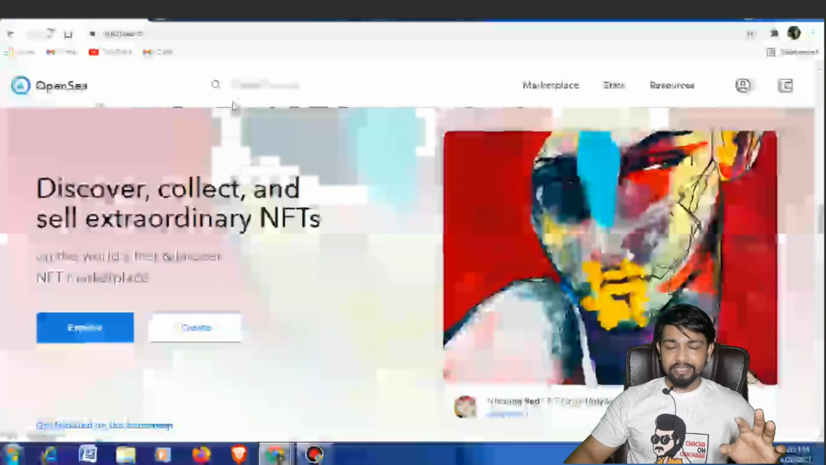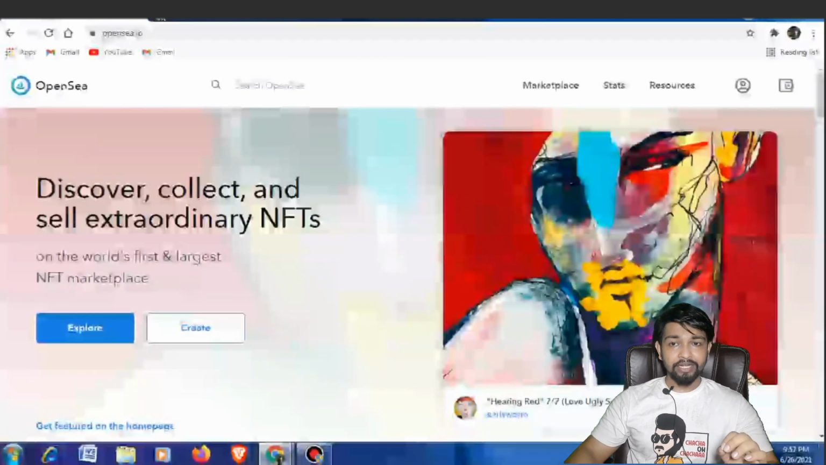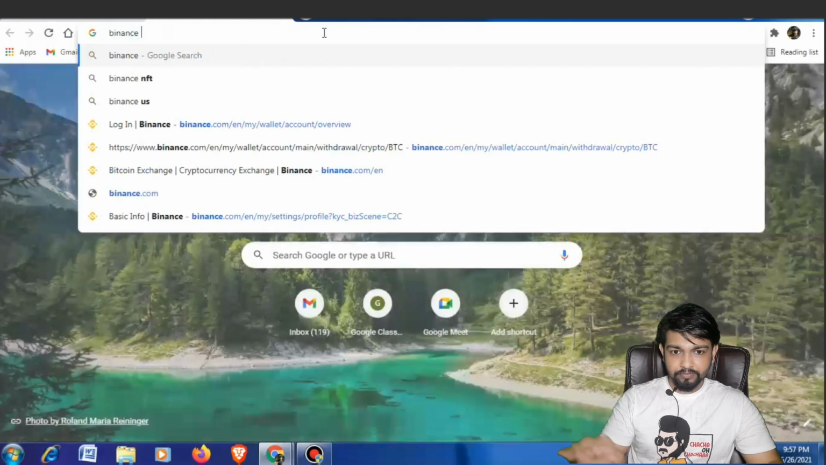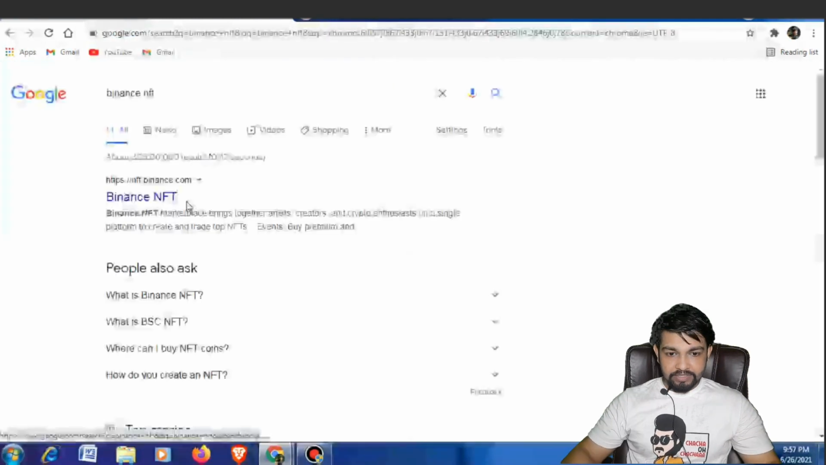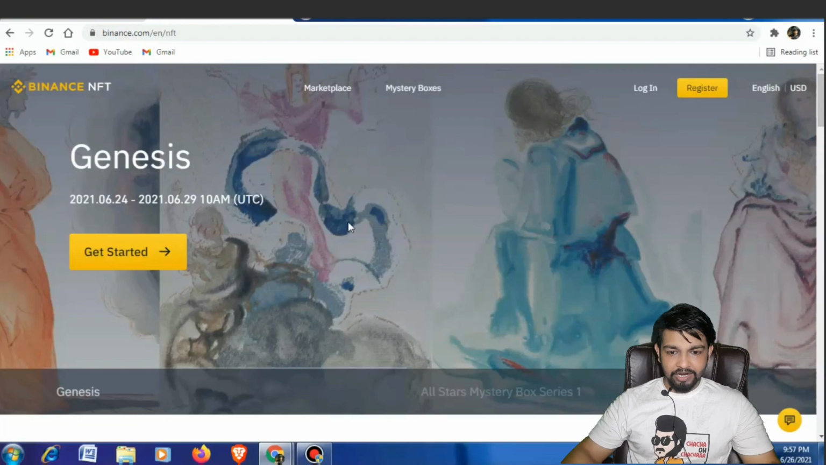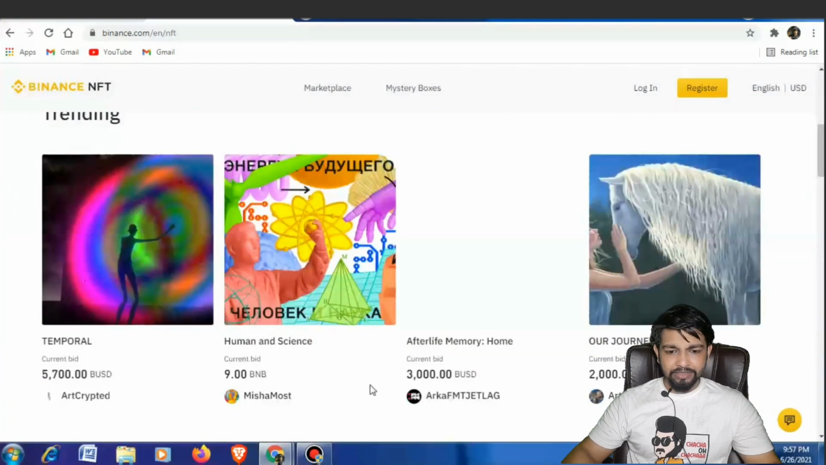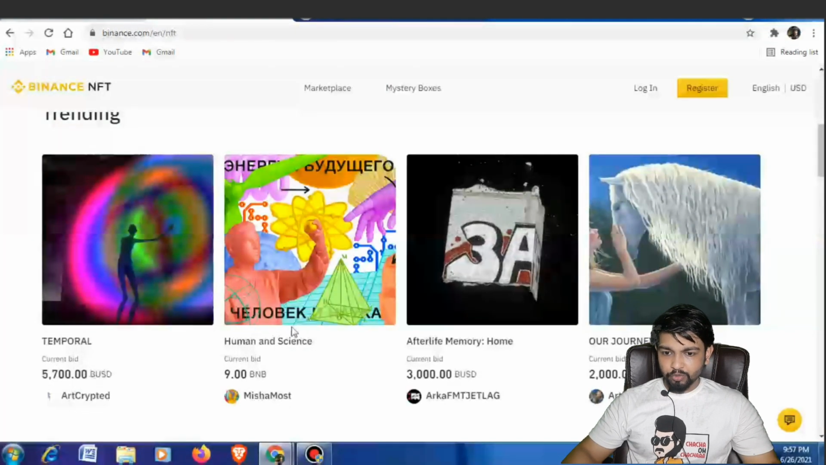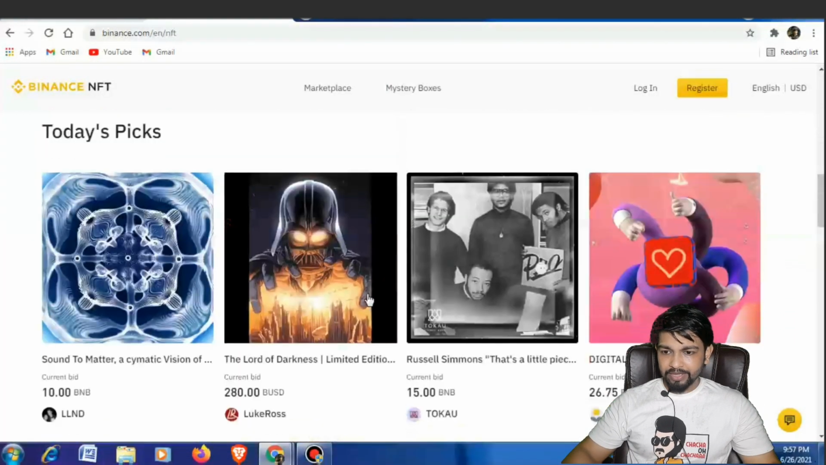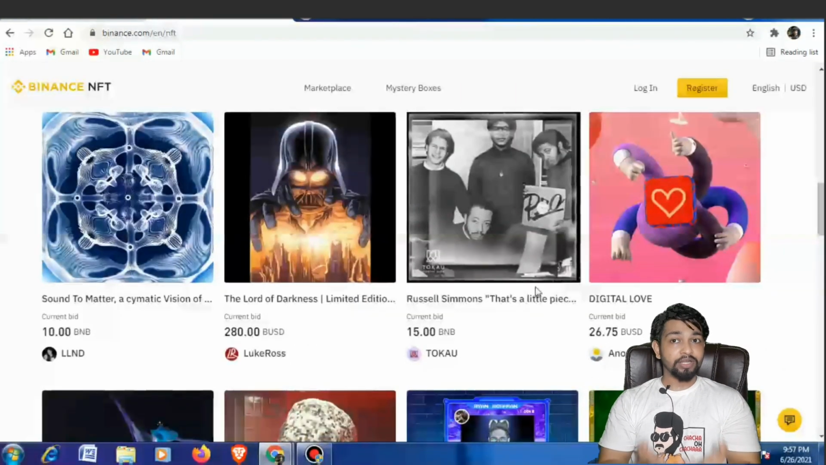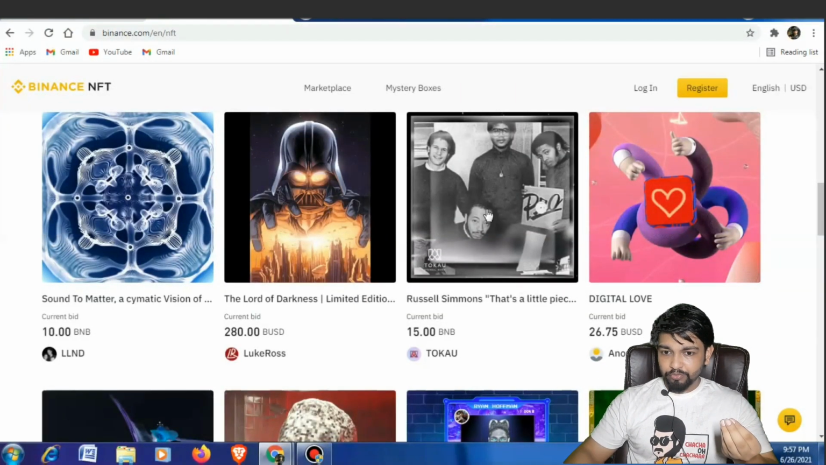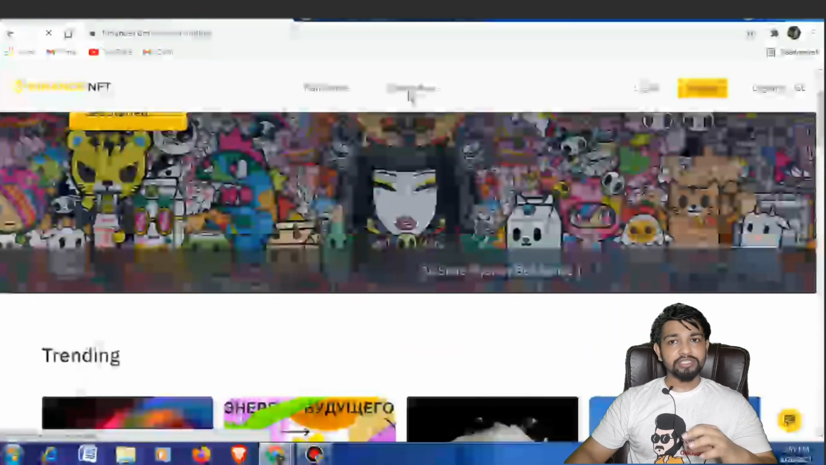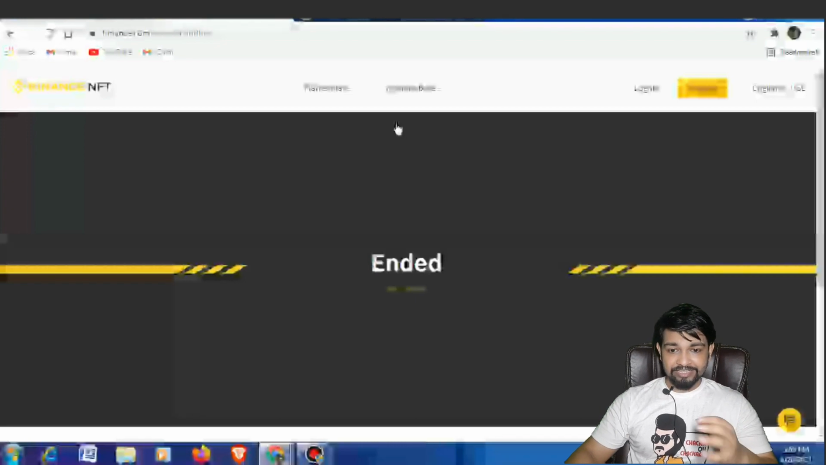I can tell you another thing: nowadays Binance has also started NFTs. I'll show you. Yep, this one, you can see here, Genesis art. There are lots of art pieces, like 9 BNB. This one is a little bit expensive, like 5,700 BNB, and these are all artwork. There are a lot of things you can buy, and you can become the owner of a particular art piece. Here they are also giving mystery boxes. In mystery boxes there will be a sorted number of NFT tokens, and this has ended right now.